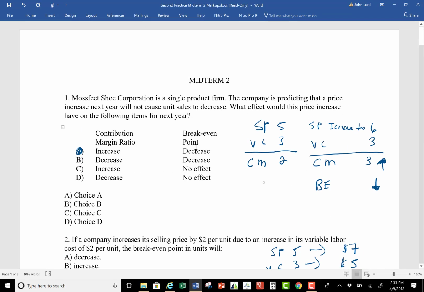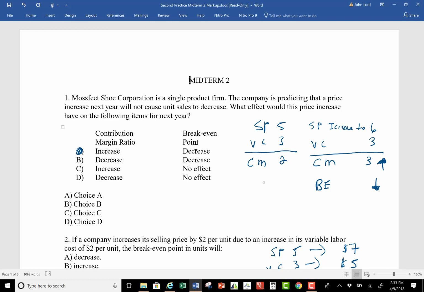Okay. Moss Feet Shoe Corporation is a single product firm. The company is predicting that a price increase next year will not cause unit sales to decrease. So what's going to happen? I'm just going to raise my price, right? And sell the same units. So instead of my price being $5, my price is going to be $6. I'm just increasing the price, right?